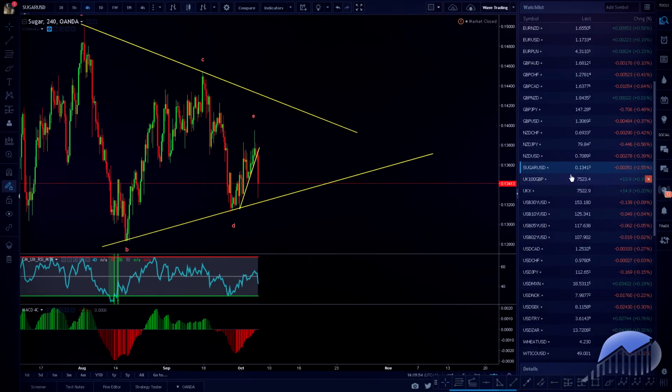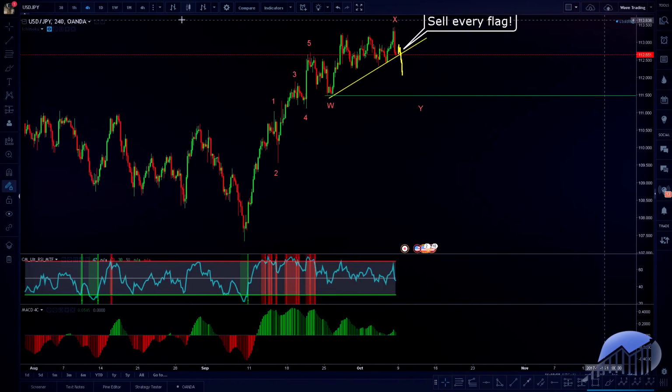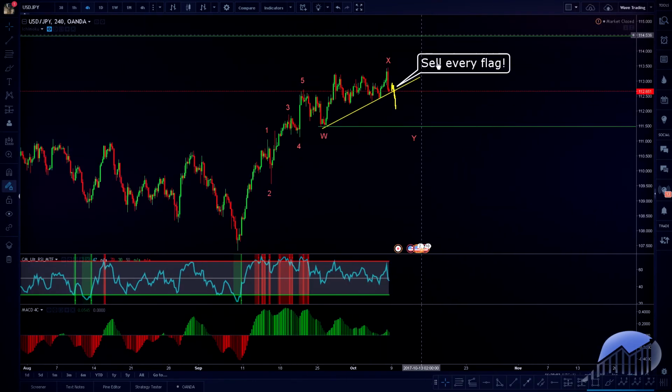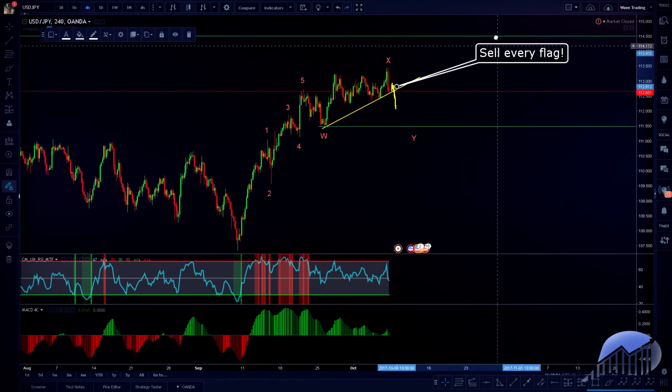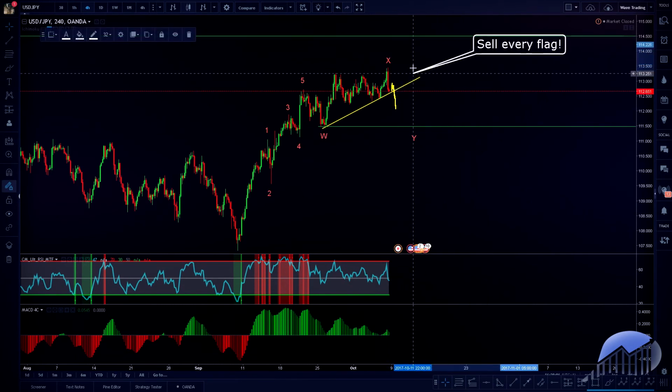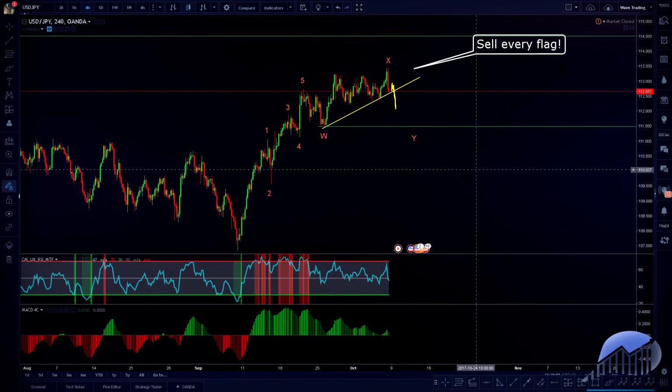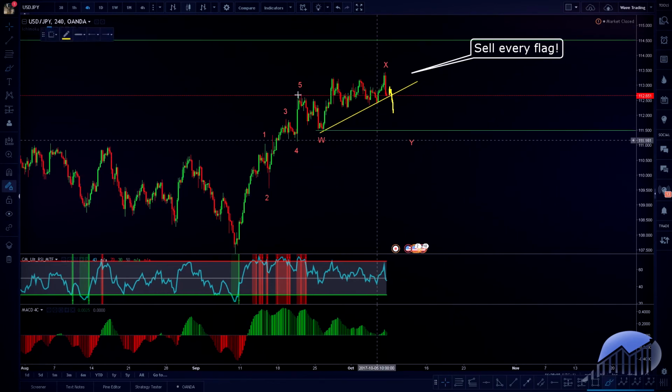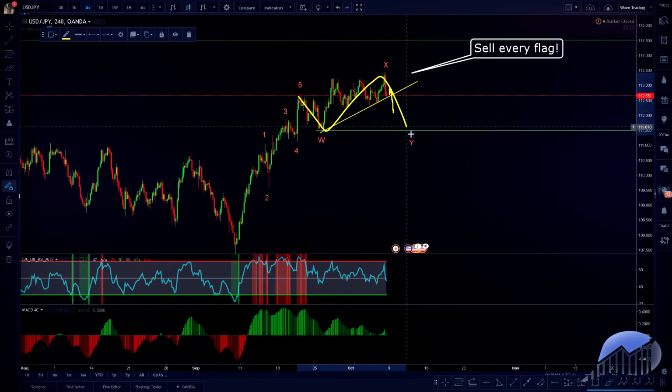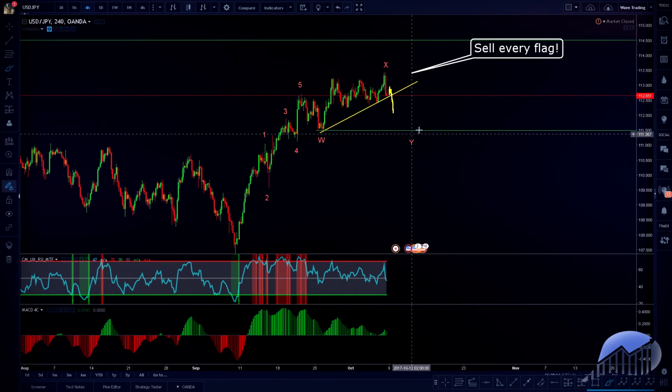The last one is going to be dollar yen. So this one I've made clear to myself to sell every flag because of how good this selling opportunity is. Same thing again with this flat correction, they seem to be very common. So I'm looking for this green line here as a minimum target, 111.5.